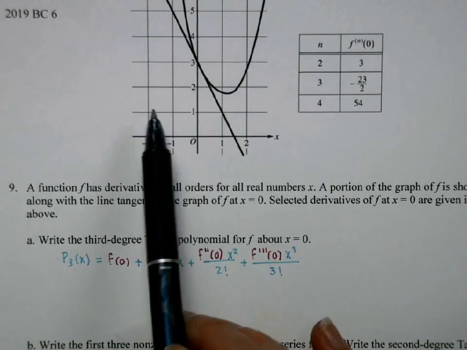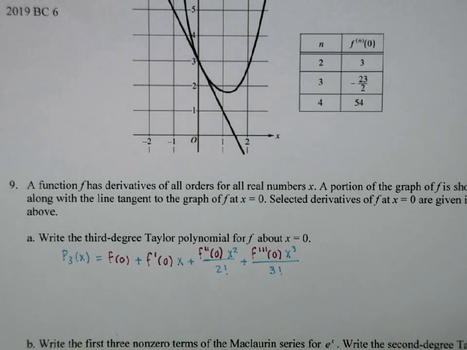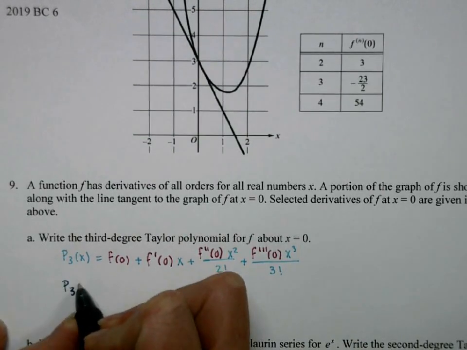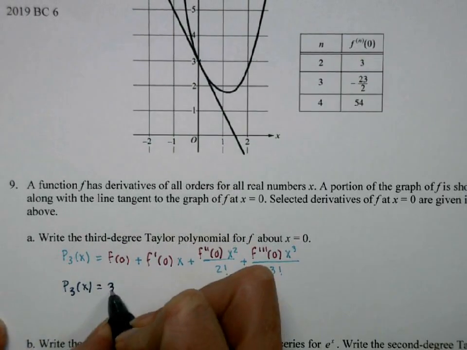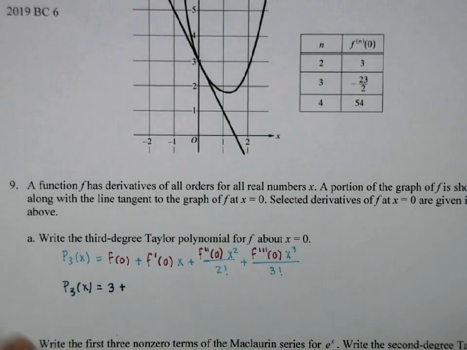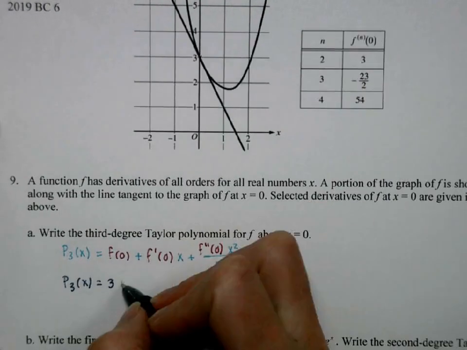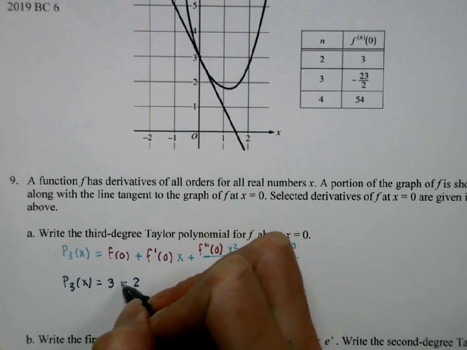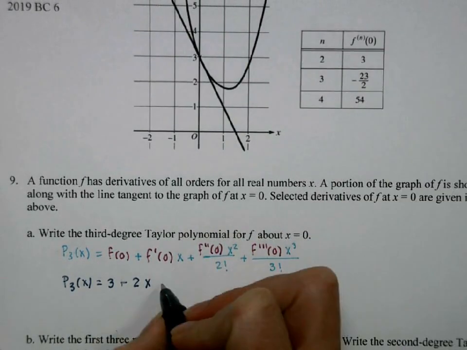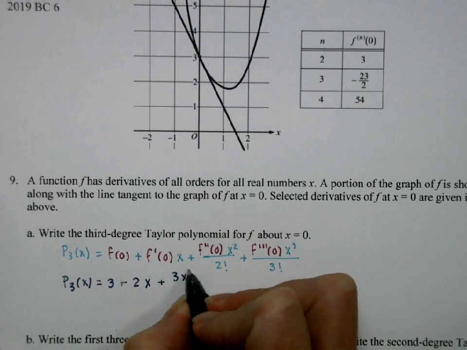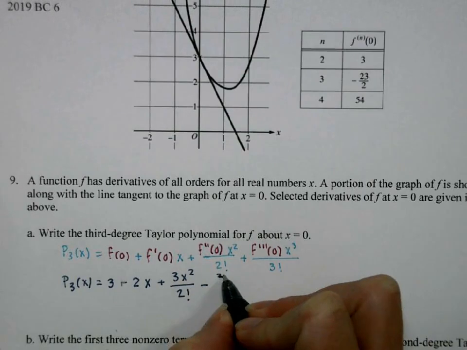So my f of 0 is just the function value at 0, which is 3. The derivative we can get from the slope. The slope of that tangent line is negative 2, so my first derivative is negative 2. And then these two we're just going to get from the chart. Okay, so that's all there is to it.